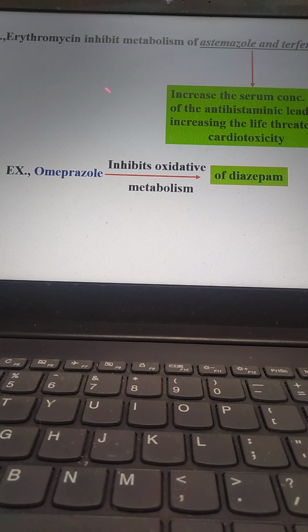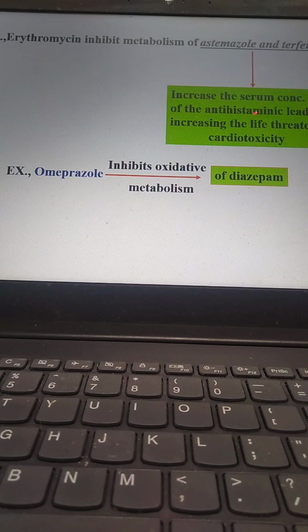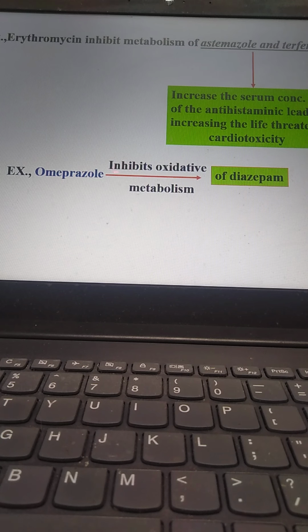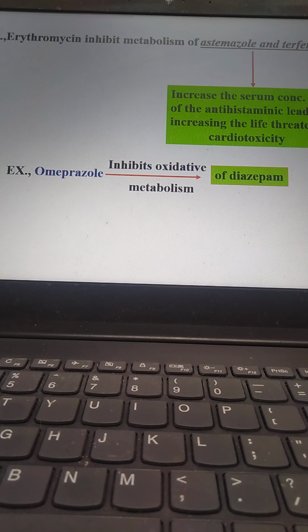Erythromycin inhibits metabolism of astemizole and terfenadine, increasing the serum concentration of the antihistamine, leading to life-threatening cardiotoxicity. Omeprazole inhibits oxidative metabolism of diazepam, so the diazepam action will be predominant and its concentration will be increased. Omeprazole is metabolized through cytochrome 2C9, so it inhibits oxidative metabolism of the diazepam. Same is the case with erythromycin: it inhibits the metabolism of astemizole and terfenadine, so it causes cardiotoxicity.